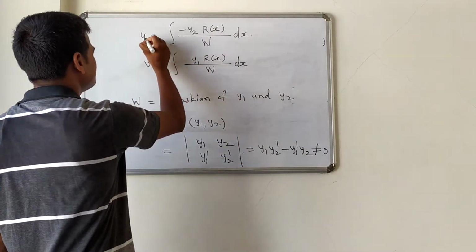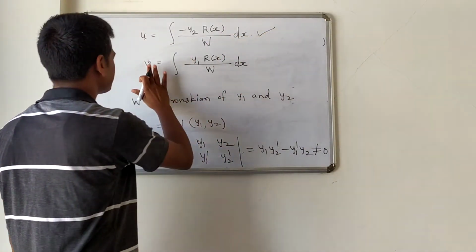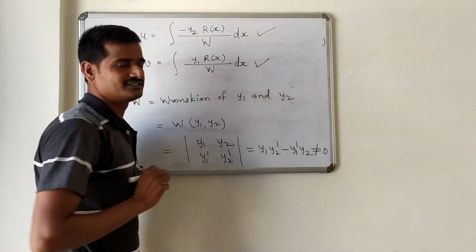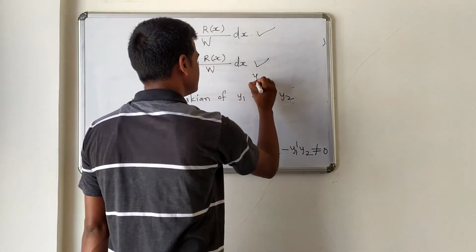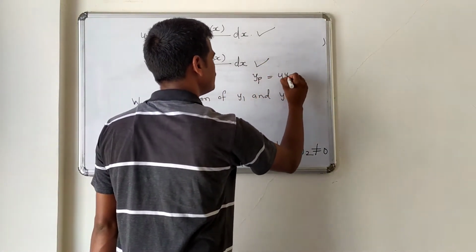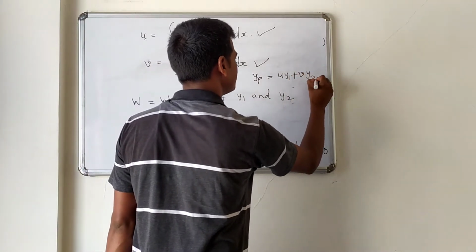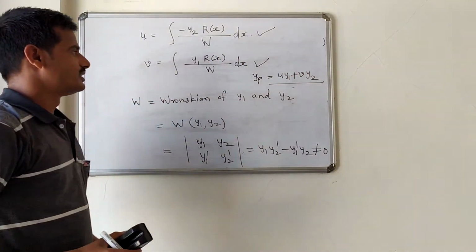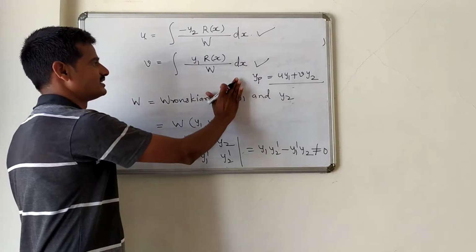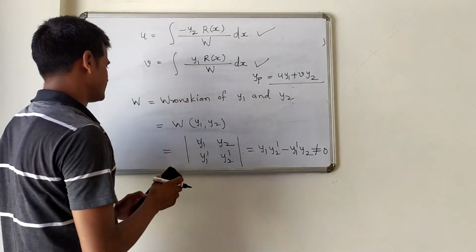So you calculate u with the help of this result, calculate v with the help of this result, and finally define the particular integral as u y1 plus v y2. Is it okay? Now we will discuss one example using this technique.